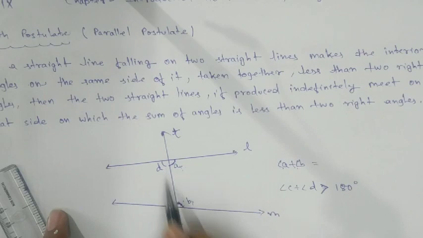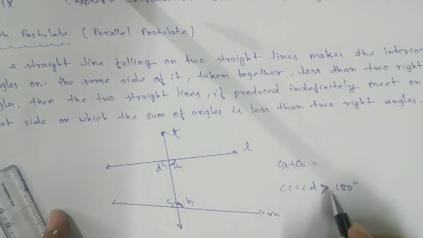That means which ones are less? These are acute angles, less than 90 degrees. If you add 90 plus 90, you are getting 180. That means if you add C and D, you will always get less than 180 degrees. That's what they are saying.